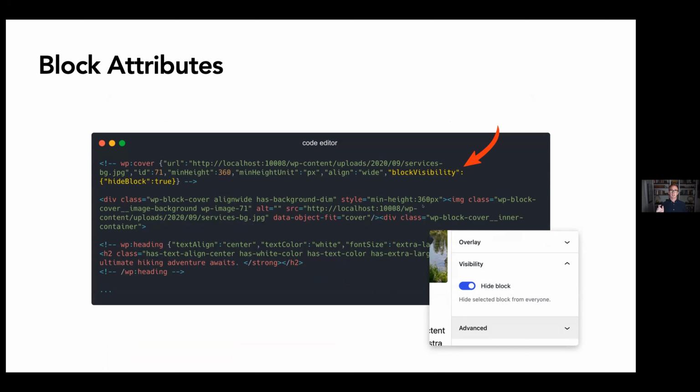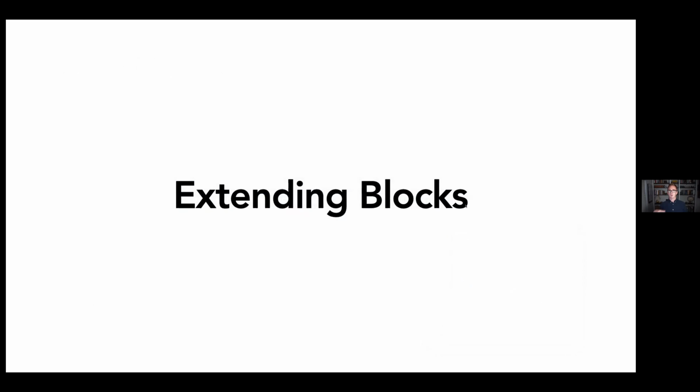So these block attributes are kind of the key to controlling all the functionality of a block. And the key here is that the spec for attributes is uniform across all blocks. So as long as you're adding attributes in the correct way, you can target any block inside of WordPress. So now we get to extending blocks, right?